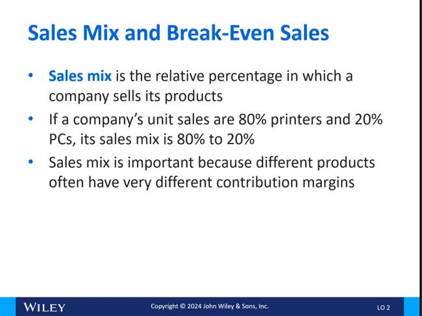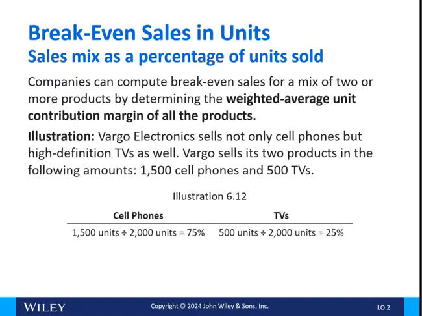So the sales mix is important because different products often have different contribution margins. Companies can compute break-even sales for a mix of two or more products by determining the weighted average unit contribution margin of all the products. So Vargo, we're not only selling cell phones, but high definition TVs as well. Sell its two products in the following amounts: 1,500 cell phones, 500 TVs. So we have 2,000 units being sold in total.